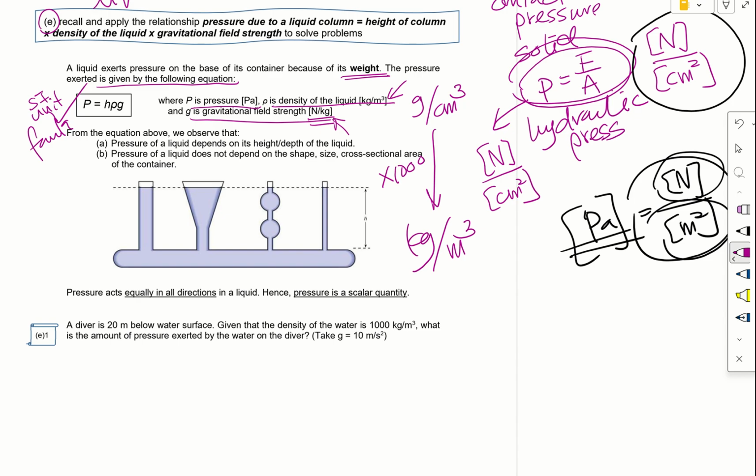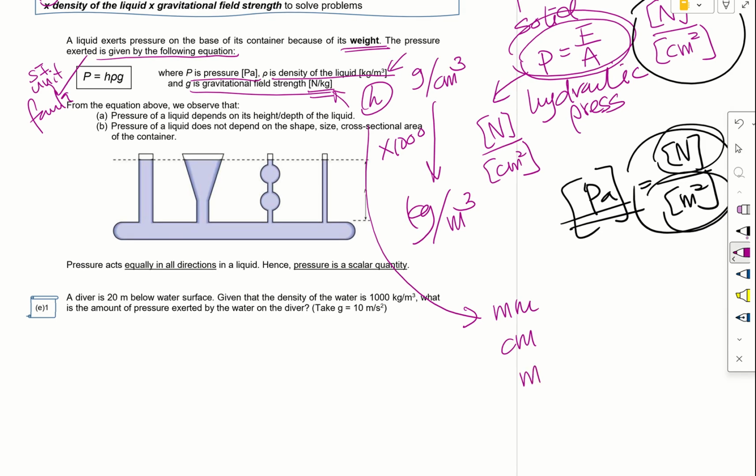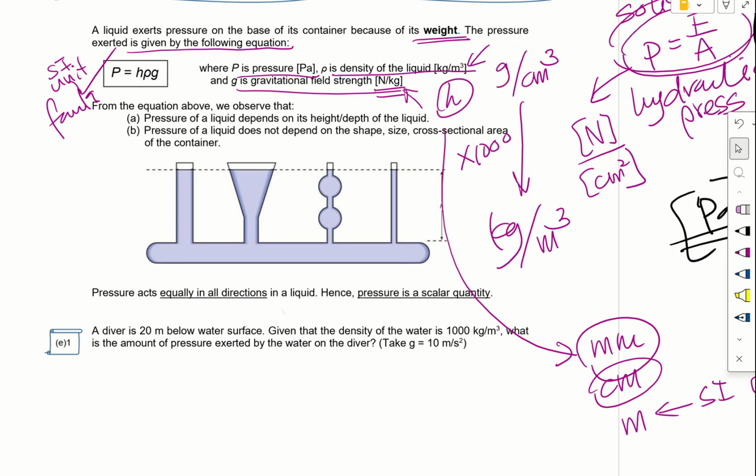There's also a height, so I think I missed out the h. H is the height. The height they can give you in mm, which is not SI unit, or in cm, again not SI unit, or in meter, which is the SI unit. So you need to be able to convert your mm to meters or cm to meters if you want to use this formula.